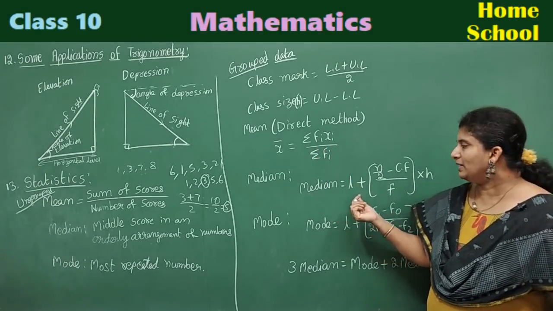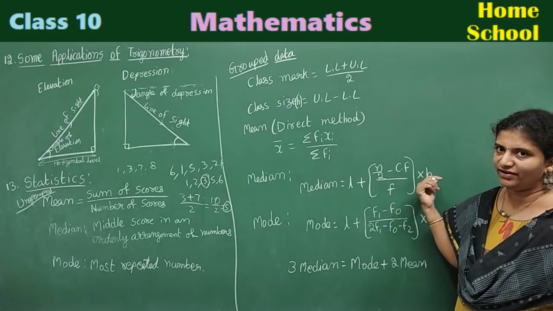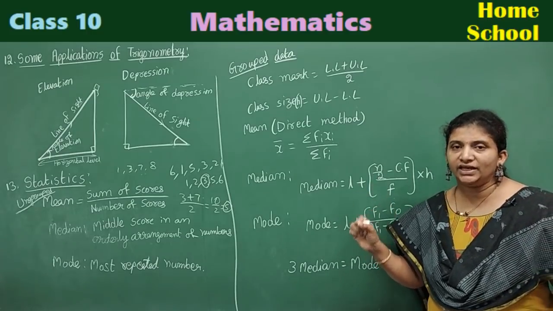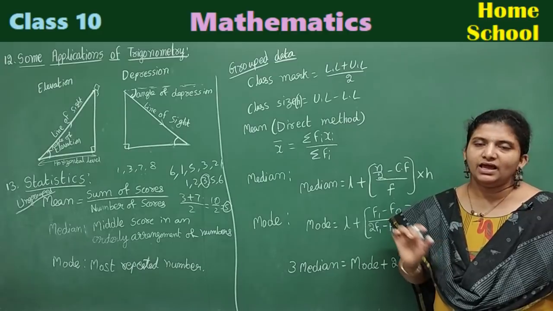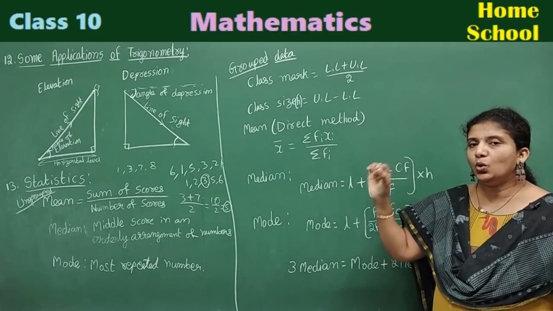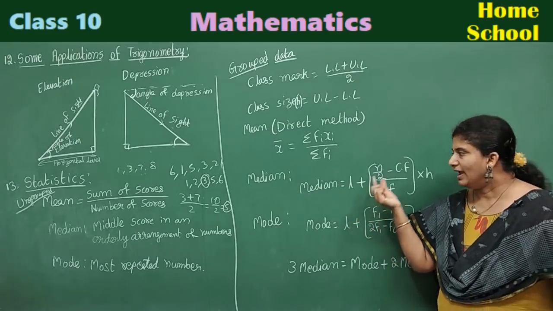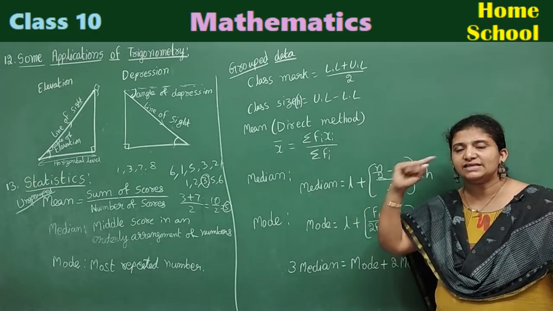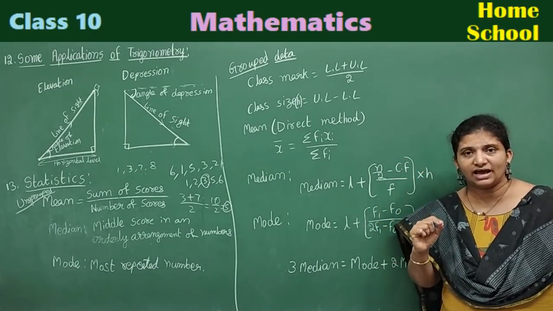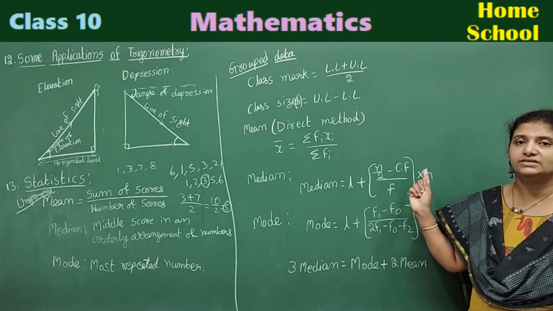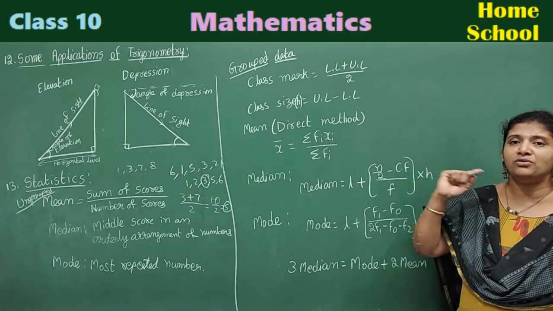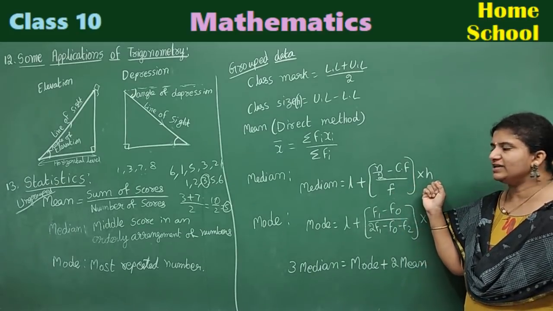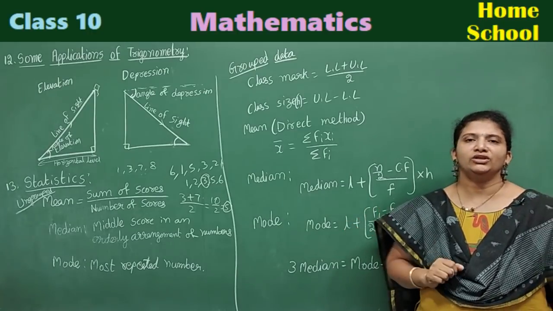Median is equal to L plus (n by 2 minus Cf) by f, into h. Now we are going to know what all these are. Before finding the median, we need to find the median class in the table. In that median class, the lower limit is called L. N by 2 is the total frequency divided by 2. Cf is the cumulative frequency just above the median class. f is the frequency in the median class, h is the class size. Next, coming to mode.